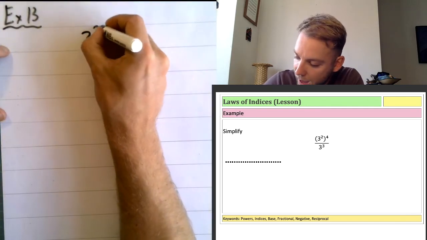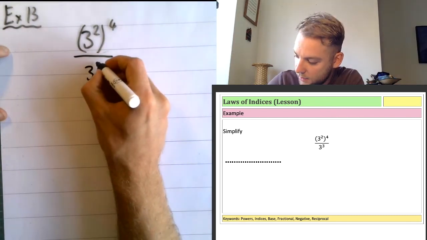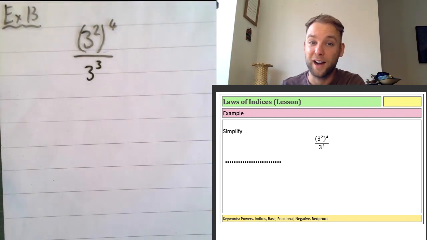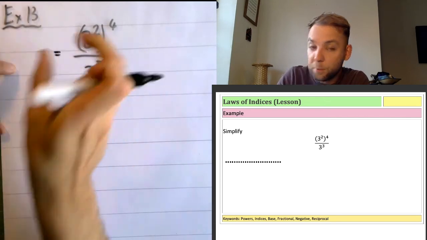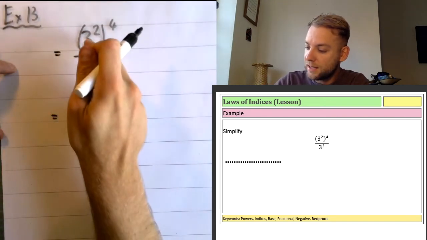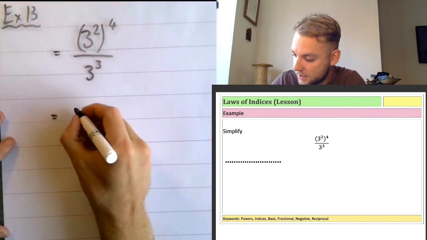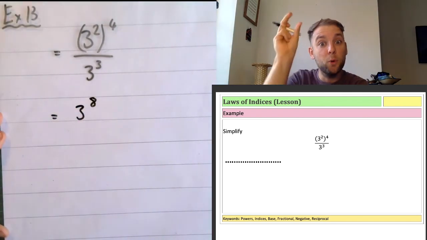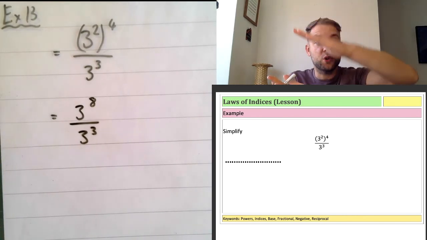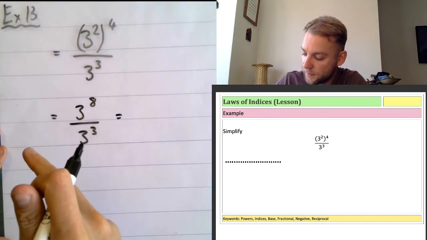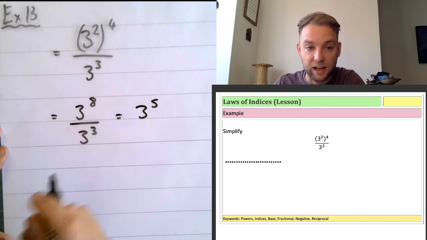So I've got 3 to the power of 2, all to the power of 4, all over 3 to the 3. So I think you're probably fine with this. Do the top first, then do the subtraction. We know that when I've got brackets like this, I'm multiplying the powers. So 3 to the power of 2, all to the power of 4 means that I multiply. So this is going to be 3 to the power of 8, using that multiplication law, isn't it? Divided by 3 to the power of 3. And then I'm going to subtract those. So this is going to be equal to 3 to the 8 divided by 3 to the 3, which is 3 to the 5, like so.